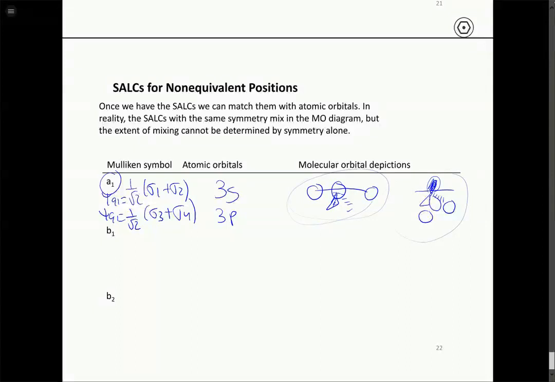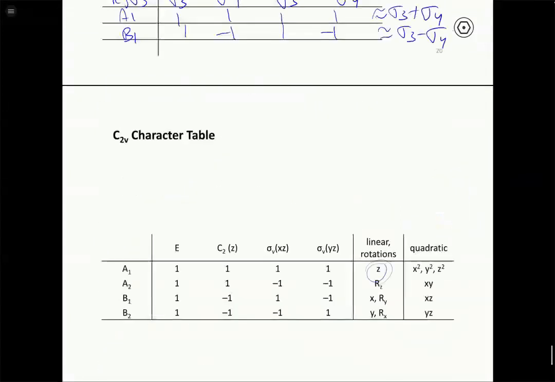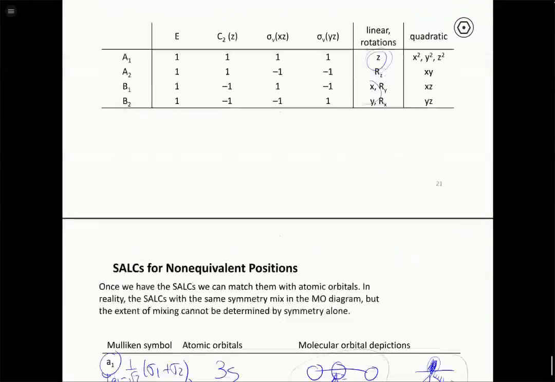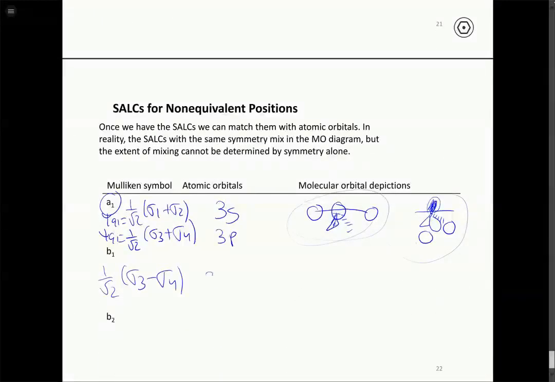This set of orbitals would have the best overlap with the 3s orbital. This set of sigma orbitals would have the best overlap with the pz. Now if we go to the B1 SALC, we saw that had the form of out-of-phase combination sigma 3 minus sigma 4. From the character table, B1 transforms the same as X, so it's going to be the px orbital. And in our orientation, that's the one that is into and out of the board.